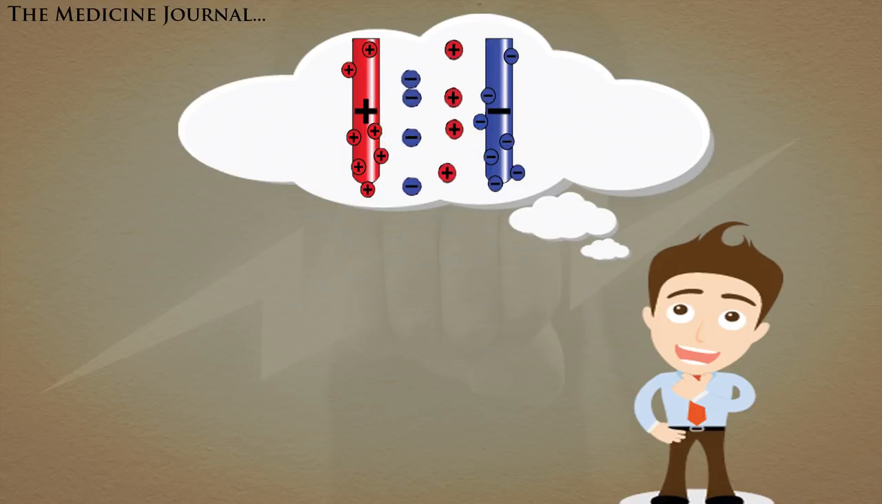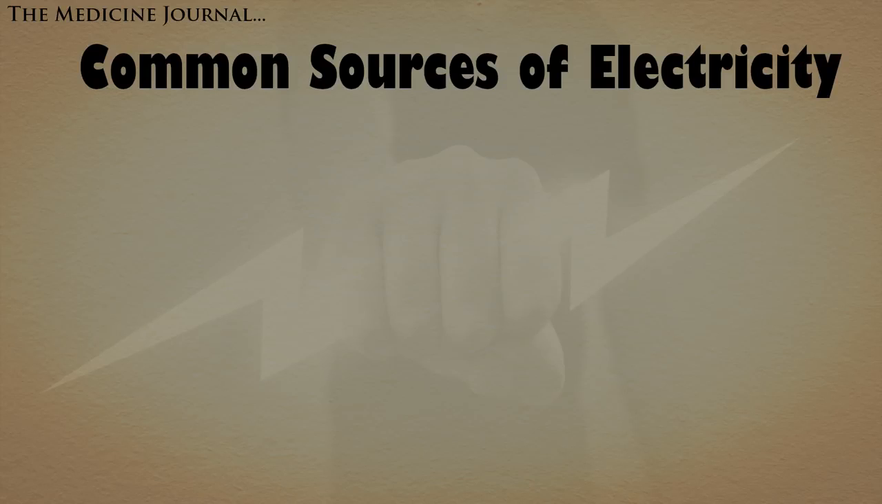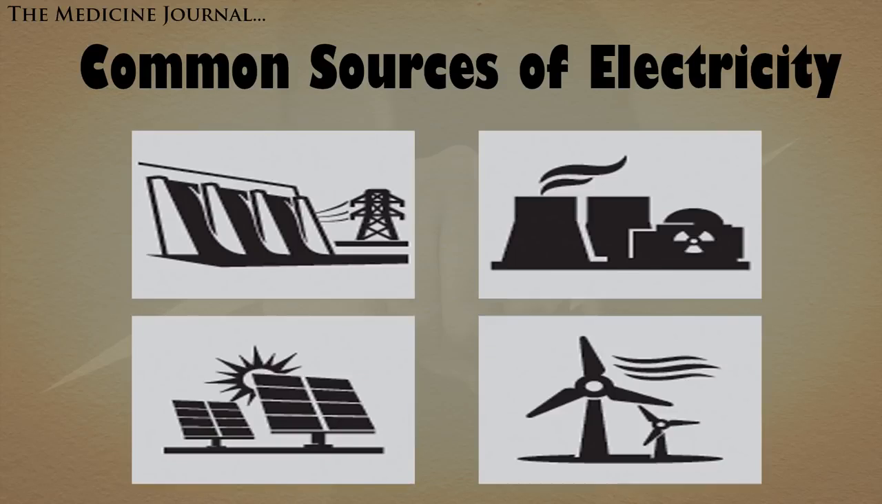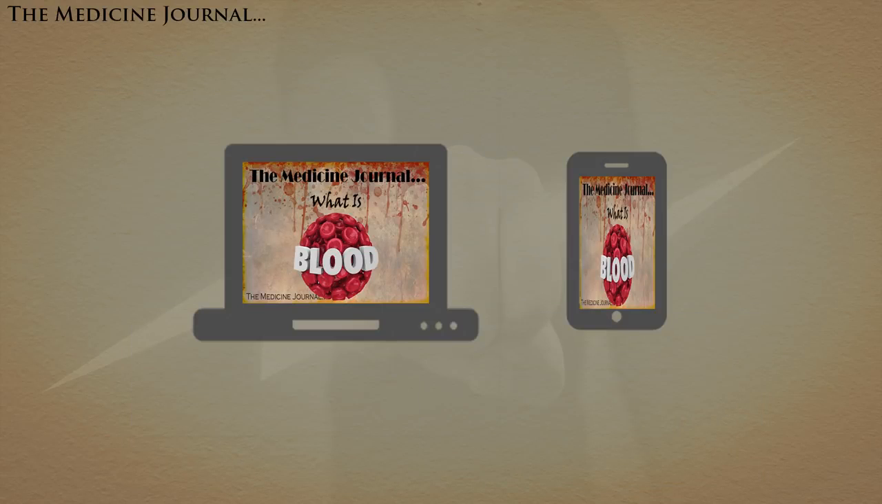To move, and as a result use the potential charge, we need an energy source. Some of the most common are hydroelectric, nuclear, solar and wind. Technological advances have allowed us to harness these sources, giving us wonders like computers and vibrating smartphones.